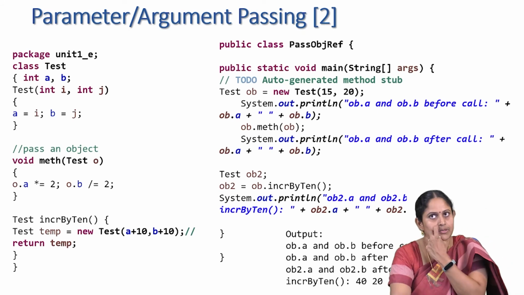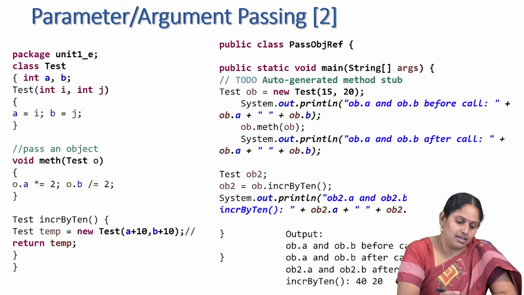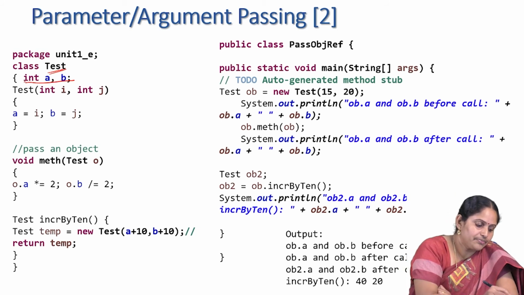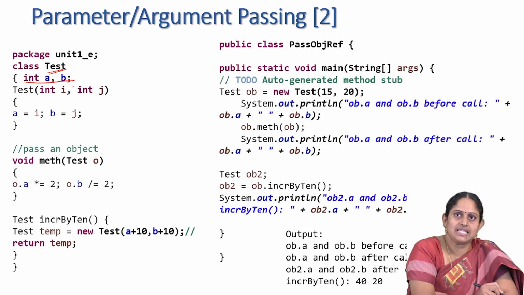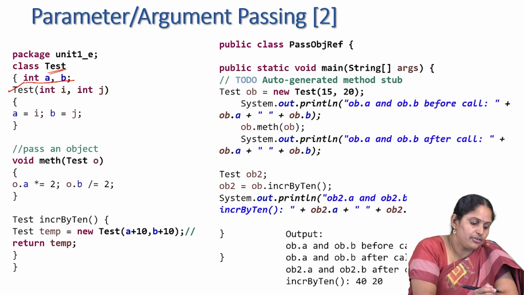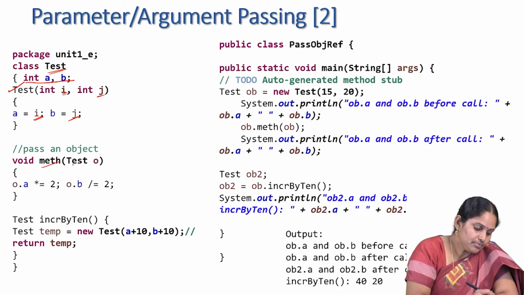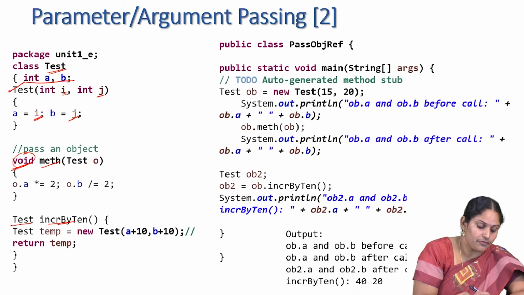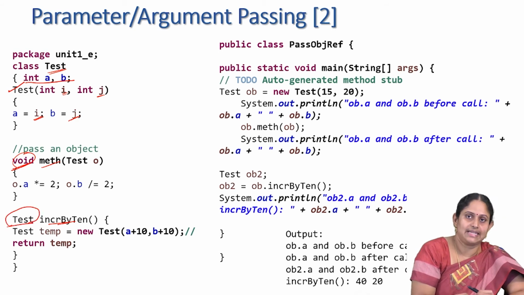So let's look into an example of parameter passing. Here we have a class named test with its instance variables A and B. This is the constructor for test, which is initializing A and B values, which are passed at the time of creation. And we have two methods, meth and increment by 10. This meth method doesn't return any data, so its return type is void, whereas increment by 10 is returning an object of class test. Hence, its return type is test.